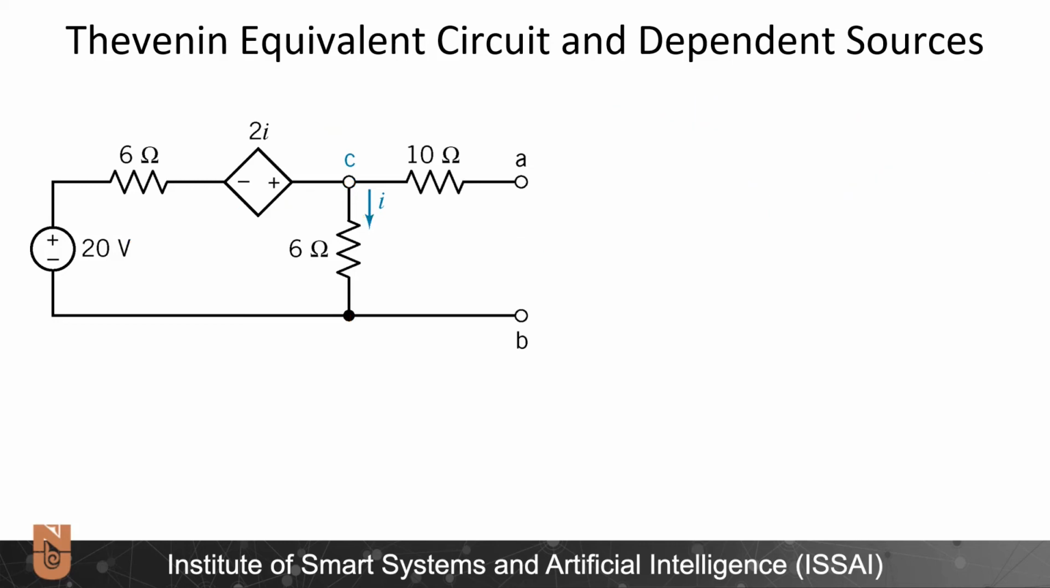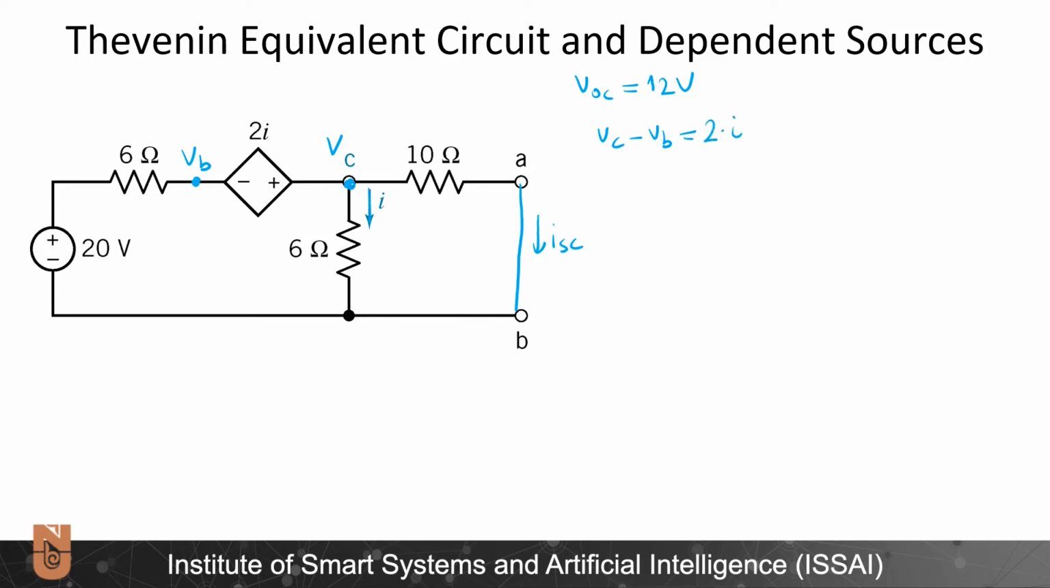Alright, in the previous slide we found V open circuit is equal to 12 volts. Now I want to find the I short circuit through these ports A and B. I can probably solve this using the node voltage analysis. I will define this as VC and I will define this node as VB. And I see VC minus VB is equal to 2 times I.